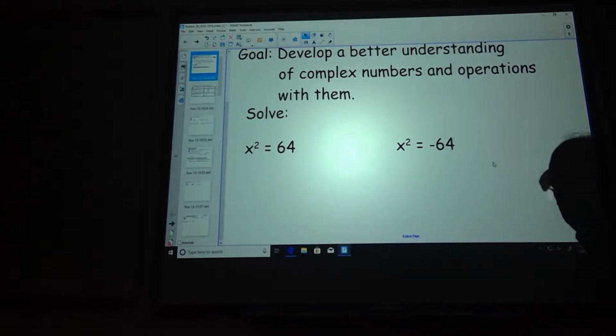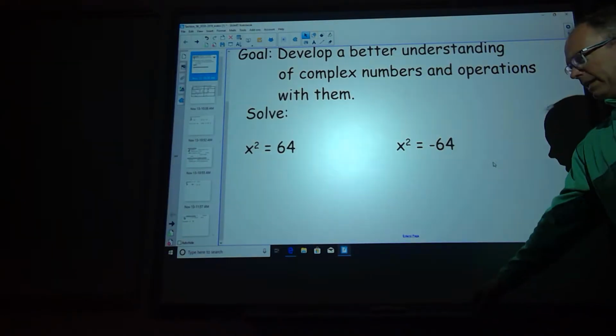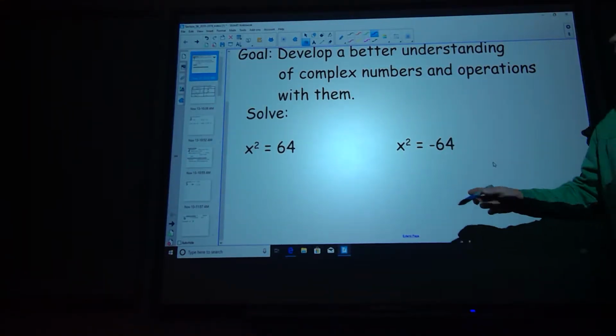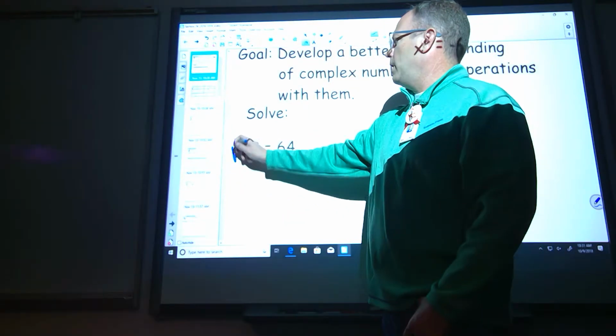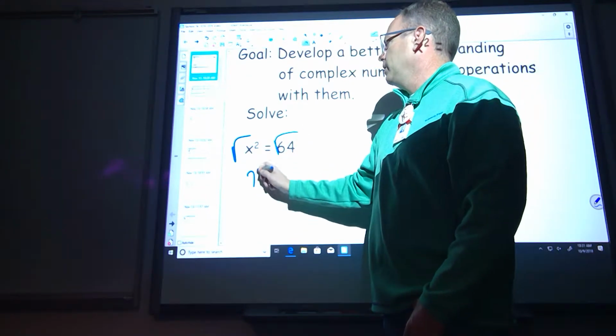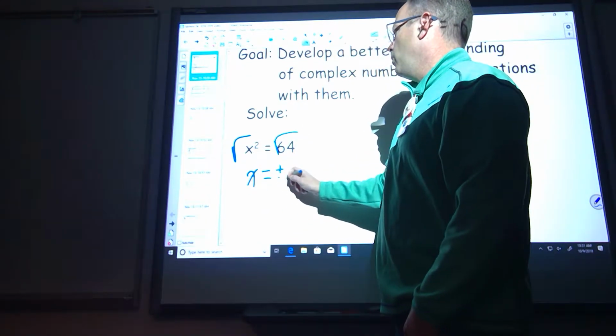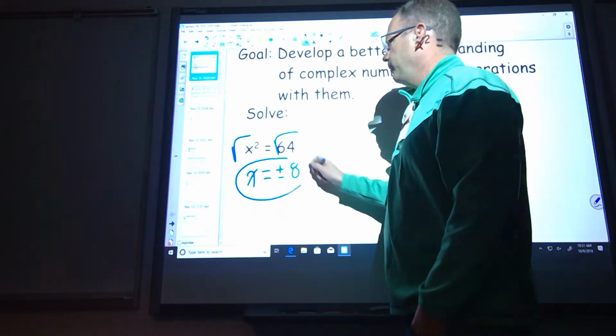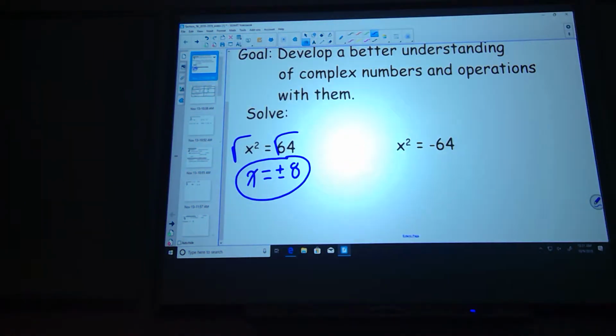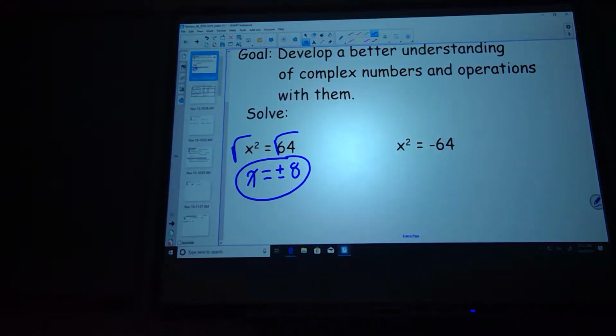All right. So we're going to start developing how to solve these. Most of you remember from Algebra 1 that if you take the square root of both sides, you wind up with 2 solutions. That basically means that if we had an xy axis, it would cross the x-axis at both positive and negative 8. But now we're going to go into a different thing.